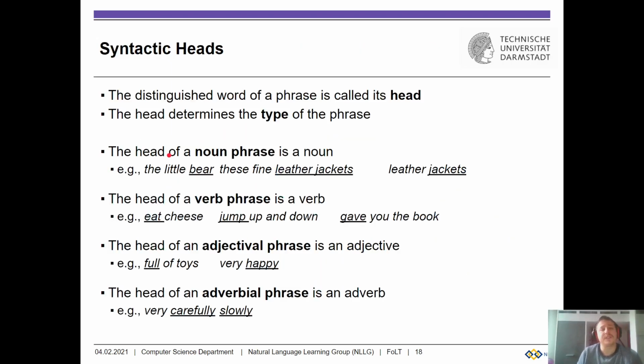So we have syntactic heads, which means that each phrase has a distinguished word, which is called its head. And the head determines which kind of phrase it is. As I've said, in a noun phrase, the head is a noun. The little bear, these fine leather jackets.